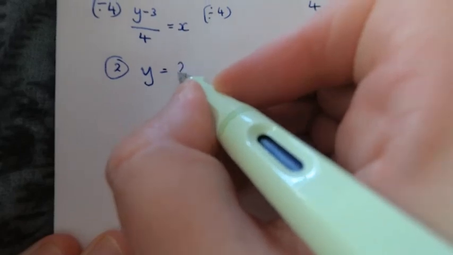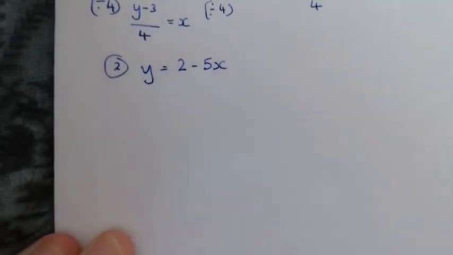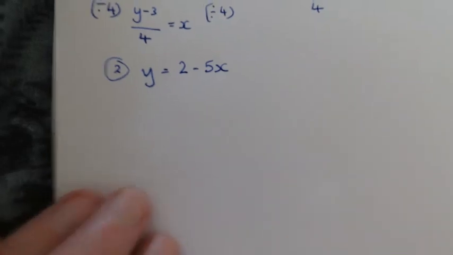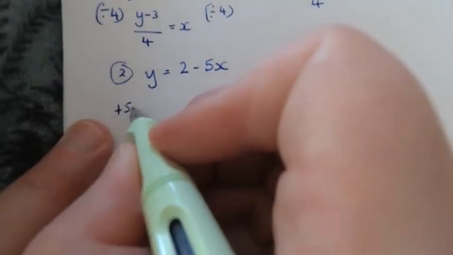Okay, another example, a little bit harder, not too bad though. Number 2, y equals 2 minus 5x. And I want to make x the subject again. Now remember that we want an x at the end, we don't want a minus x at the end. So in order to make this easier, straight away, let's make that 5x positive, because at the moment it's negative. So I'm going to start by adding 5x to both sides.